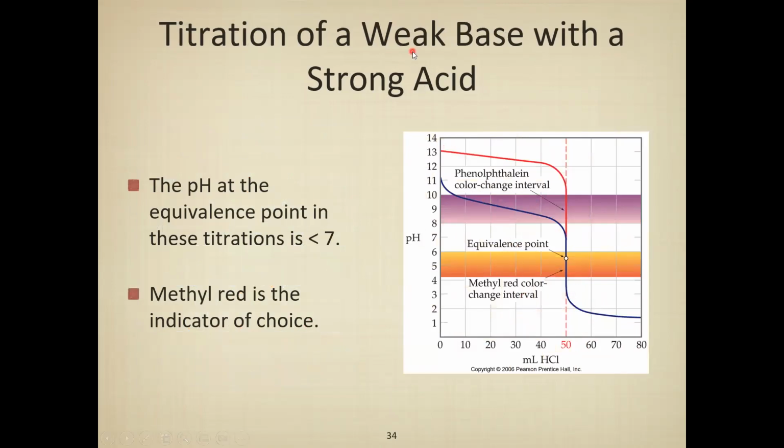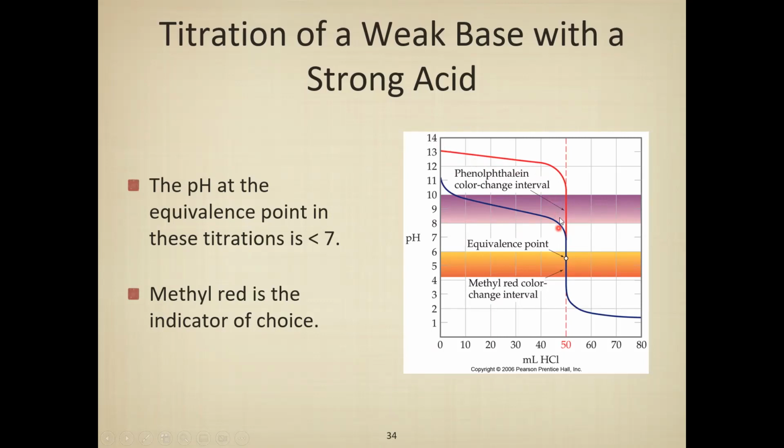Okay. And then with a weak base strong acid, so in this case, the acid would be in the burette, the base would be in our flask underneath. That's what we're titrating. That's why we're starting with a higher pH in this case.